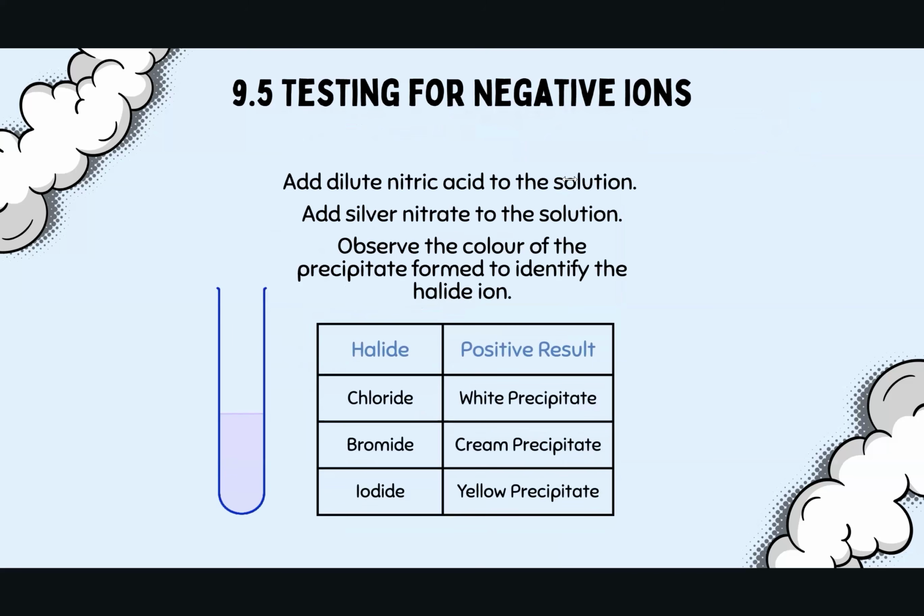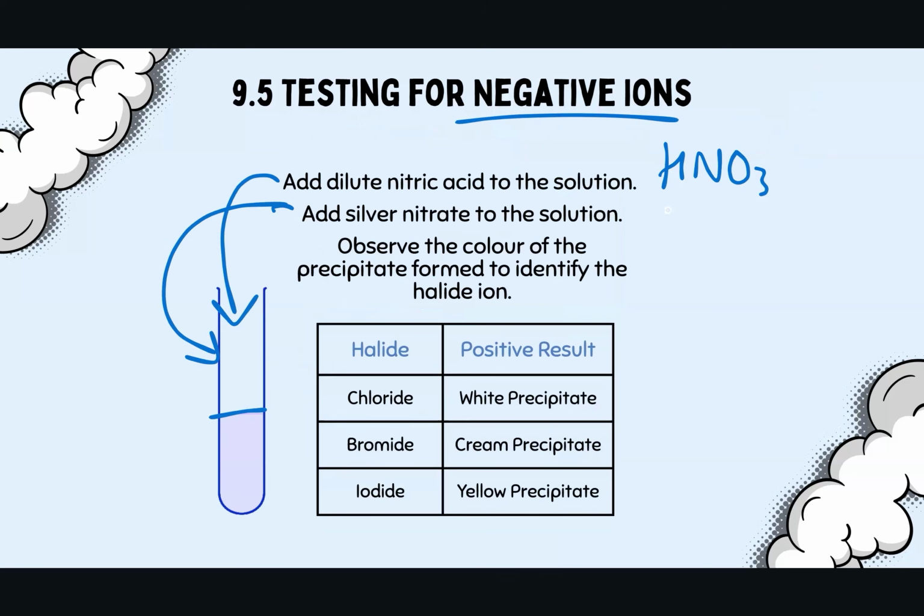And our third test for testing negative ions is we get our unknown substance, we add dilute nitric acid, which is HNO3. We add silver nitrate, which is AgNO3. Now, if it turns white, then it means whatever you're testing is a chloride, as in it has a Cl minus ion added to it. Cream means a bromide, so it's got Br minus, and yellow means it's got iodine, so I minus.